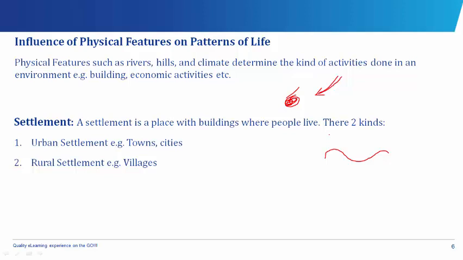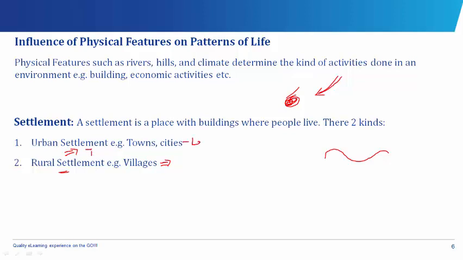Then for places towards the north that are very hot, because of the climate around the area, it's always scanty and more of a rural settlement. So the settlement is a place with buildings where people live, and there are two types of settlements. We have the urban settlement and the rural settlement. Rural, those are the villages, the undeveloped areas. Then the urban settlements are the developed areas. We have the towns and the cities.